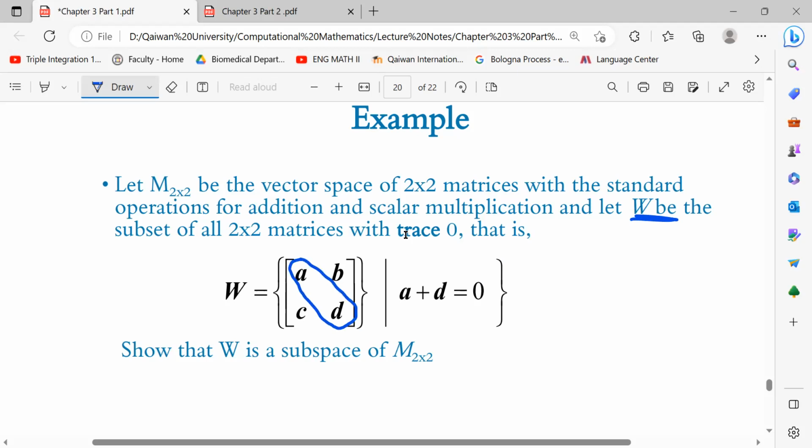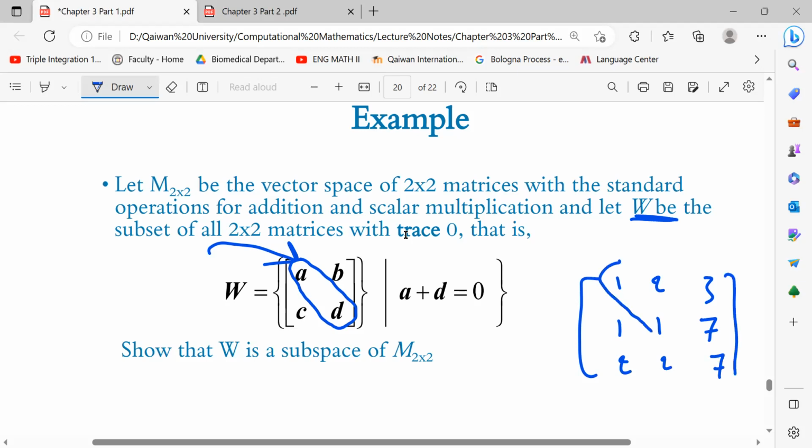What's the trace? The trace is the sum of all elements in the diagonal. As you see, this is the diagonal in a 3 by 3 matrix. Let's say 1, 2, 3, 1, 1, 7, 2, 2, 7. The trace here is the sum of these diagonal elements. It just lets you know what the trace is.